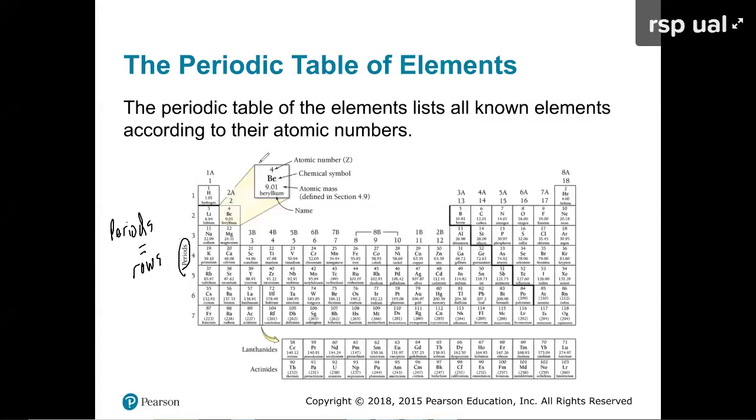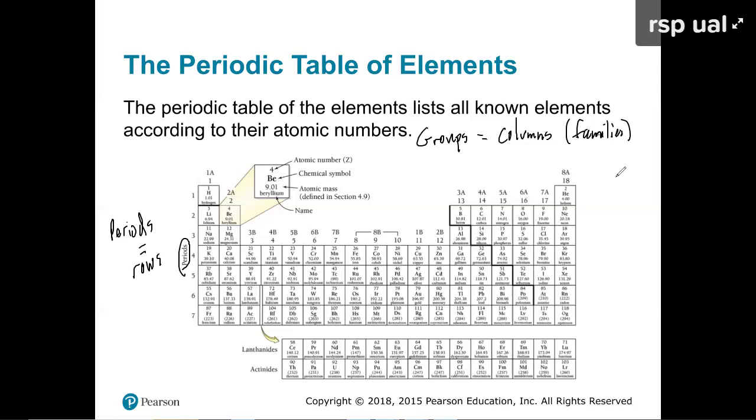And we have groups. The groups are our columns in the periodic table. And we sometimes will refer to these columns as families. Why do we refer to them as families?